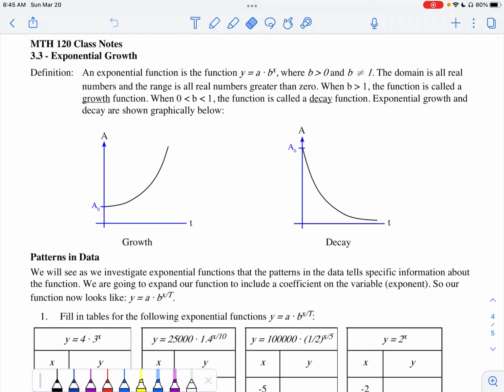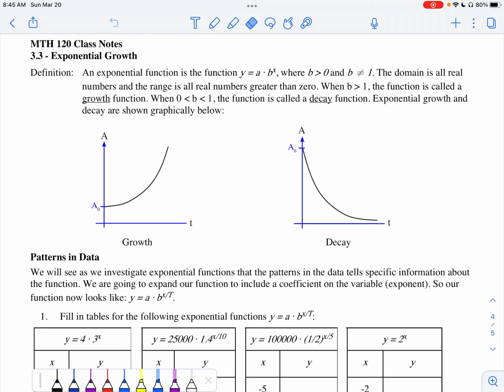When that b value is bigger than 1, then the function is called a growth function. So if b is bigger than 1, then our function will be growing or increasing over time. And then when b is between 0 and 1, so if it's some sort of decimal or fraction, then the function is called a decay function, or it's going to be decaying or decreasing over time.